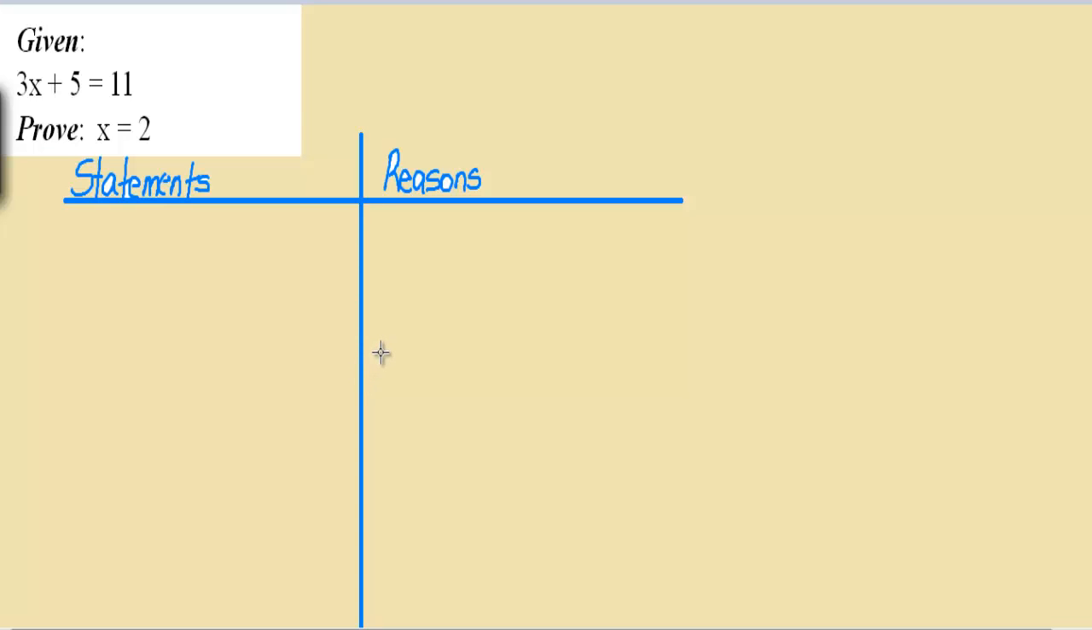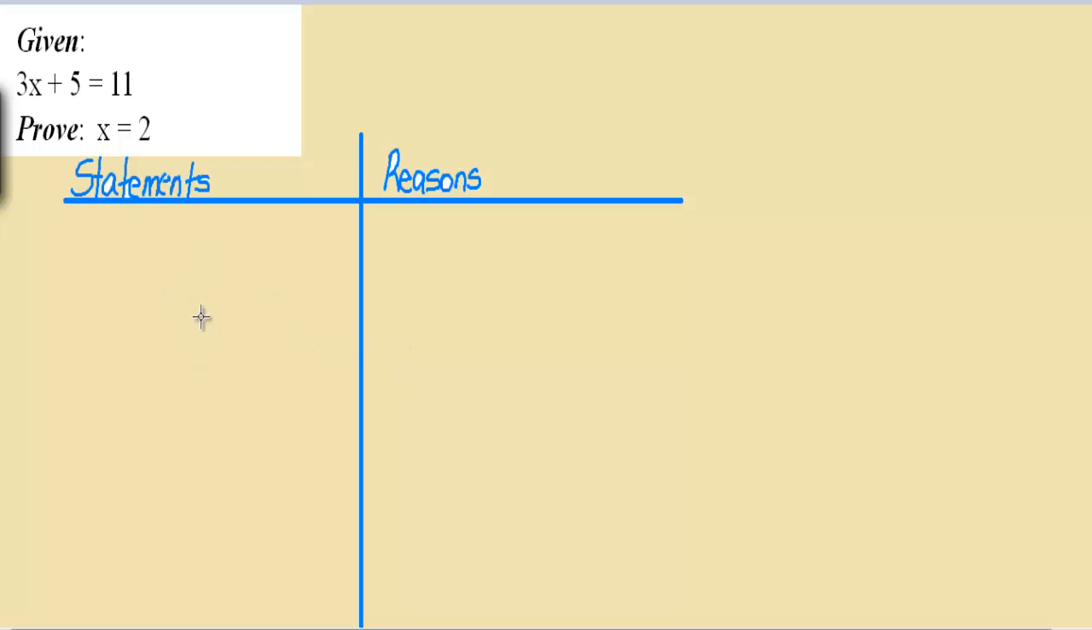Hello everyone, we're going to do a two-column proof, and we're going to try and prove that x is equal to 2 given that 3x plus 5 equals 11. Notice this is algebra. We have a statements column and a reasons column when we do two-column proofs, and it's a very formal proof.